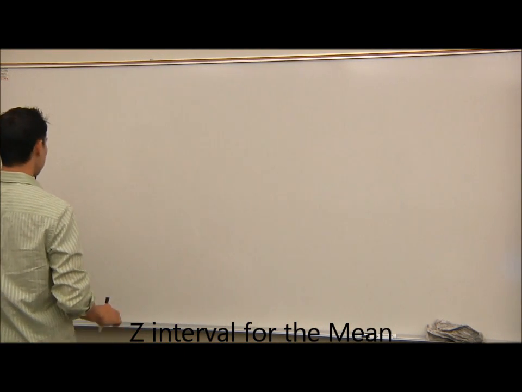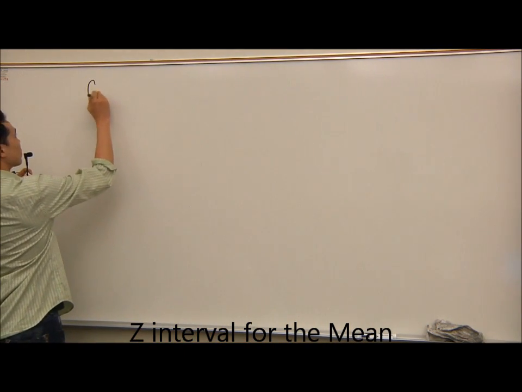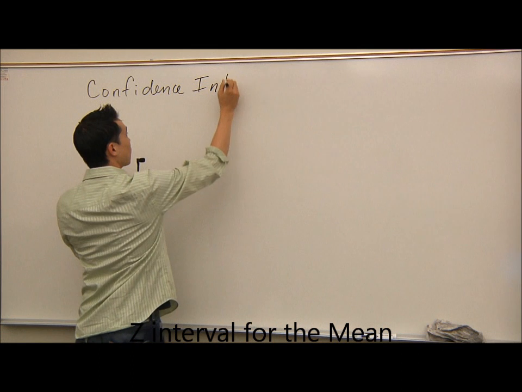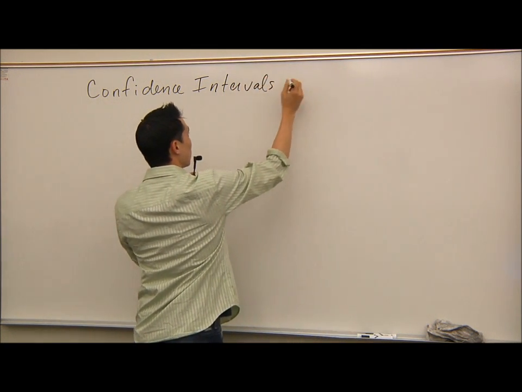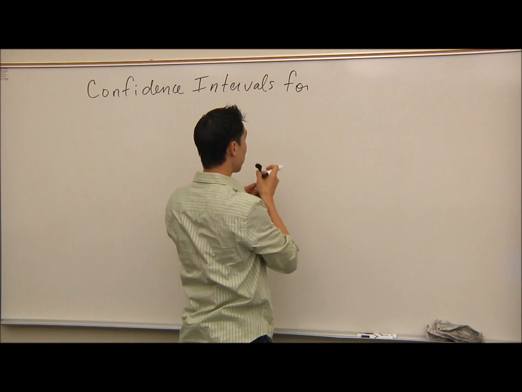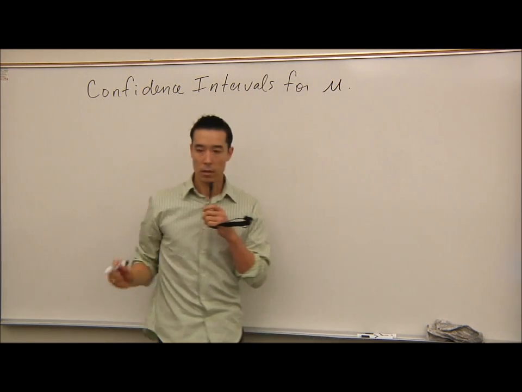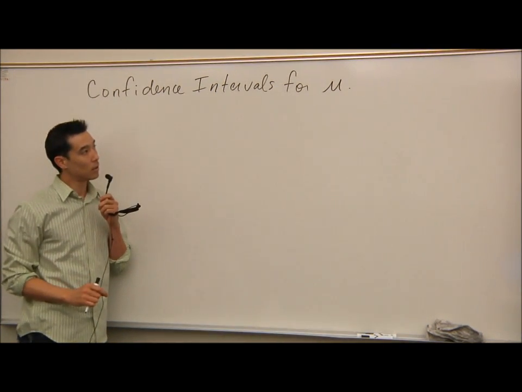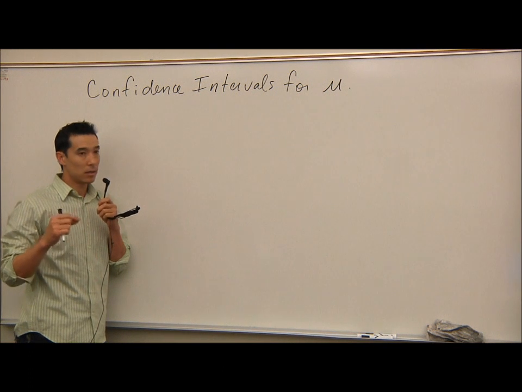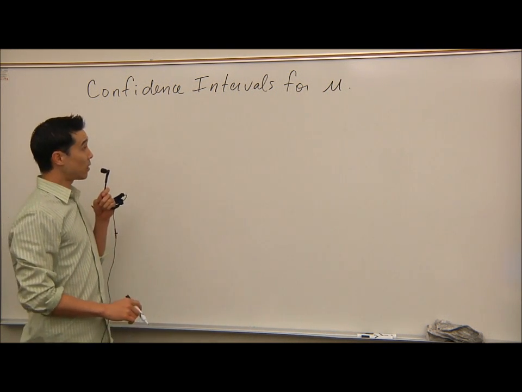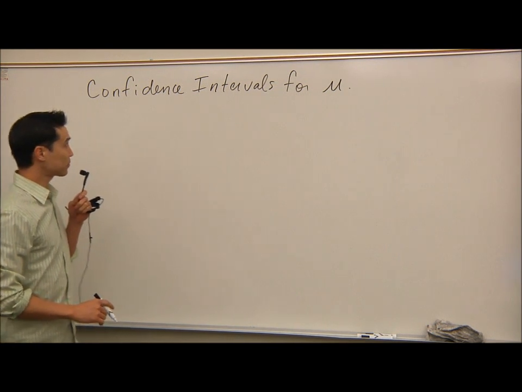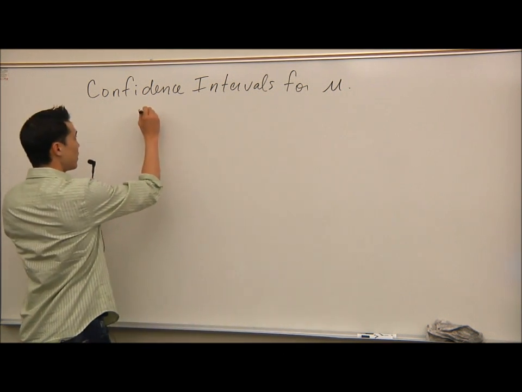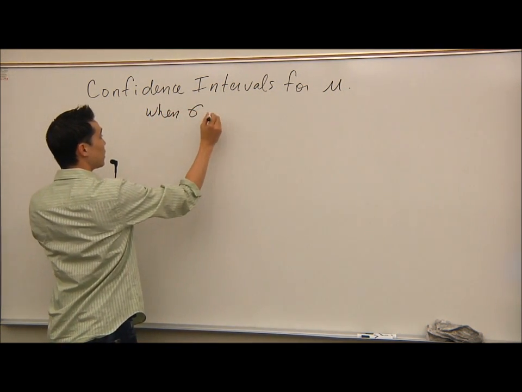Okay, today's lecture is on confidence interval for mu. So, quick reminder, what does mu stand for? Population mean. It is the mean of the population. Okay, so we're doing a confidence interval for the mean of the population. In this particular section, what we're going to do it for is when sigma is known.